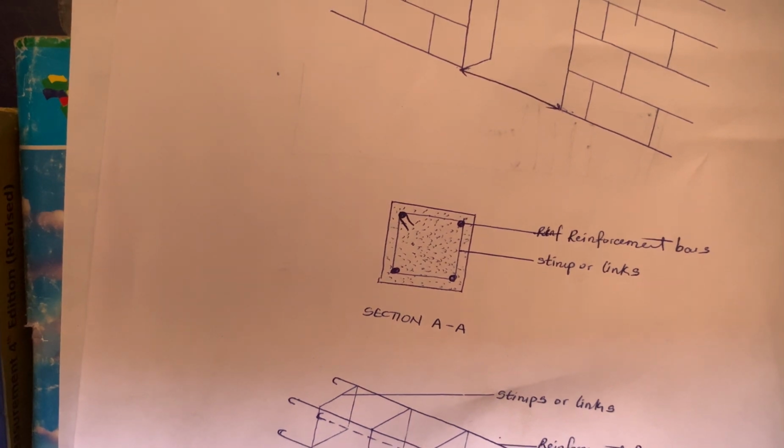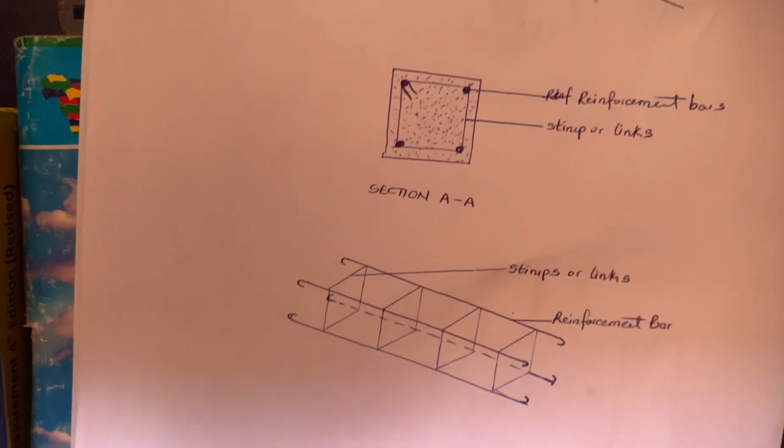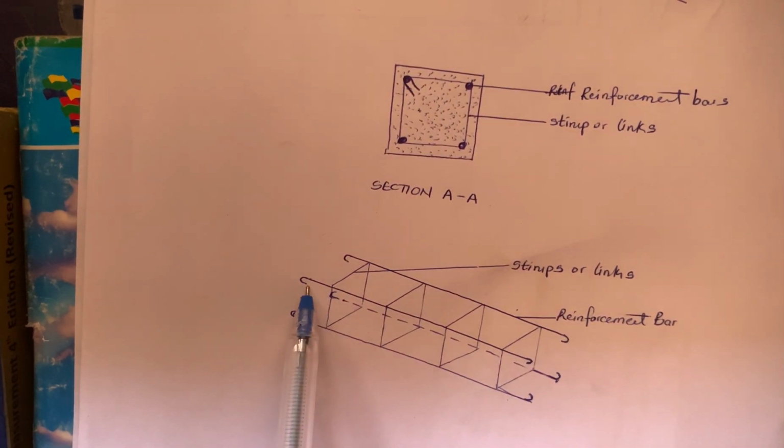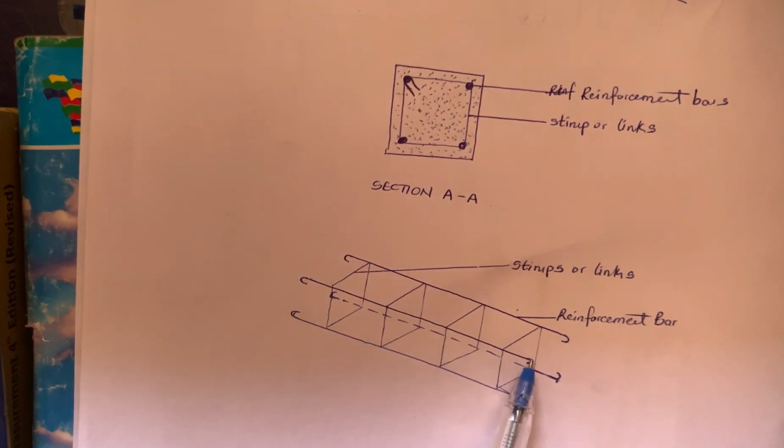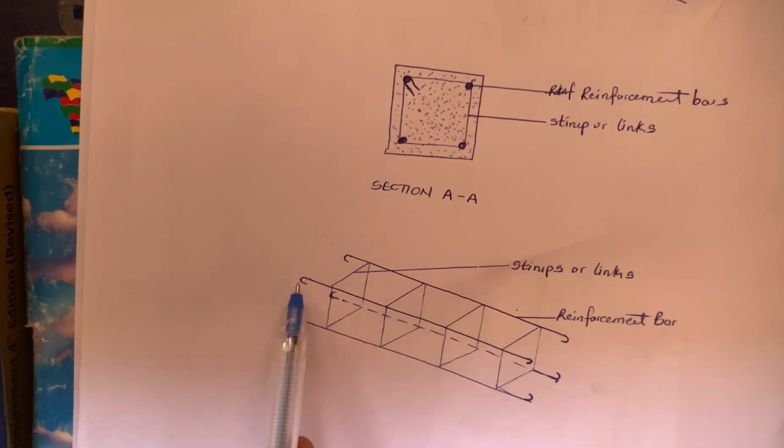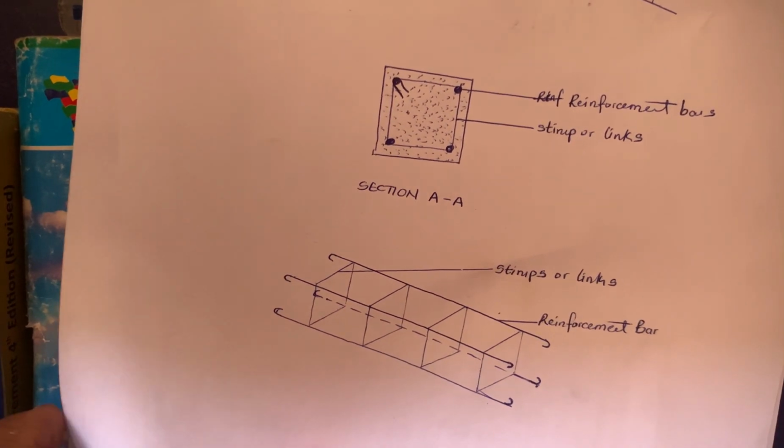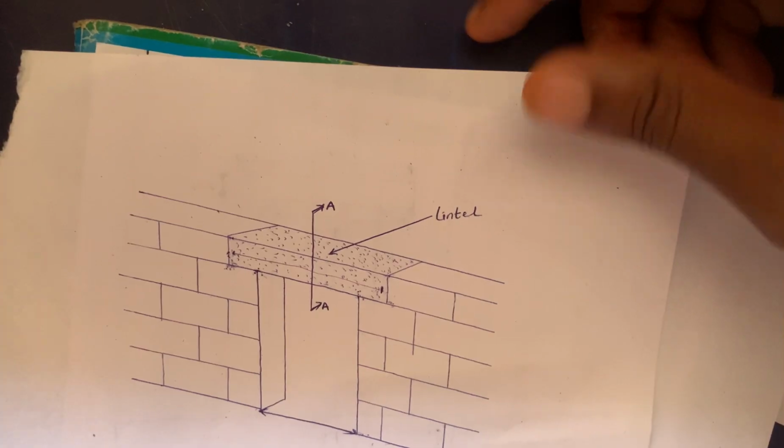So we are going to be calculating that, and before we go further, I want you to also have in mind that if you look at these reinforcement bars, they are not just straight. At each end, there's what we call a hook. So we are going to be catering for this hook also when we're calculating. So let's dive right into the video.